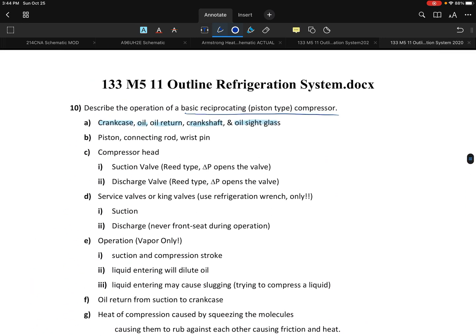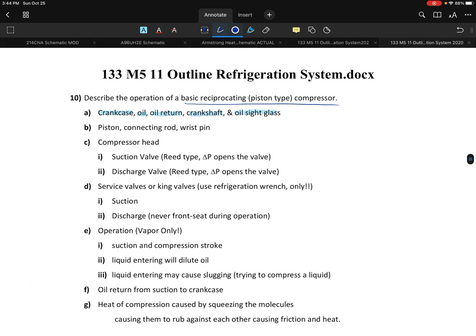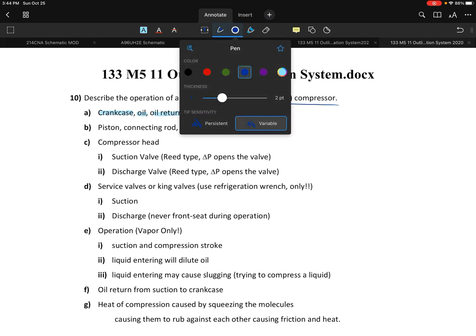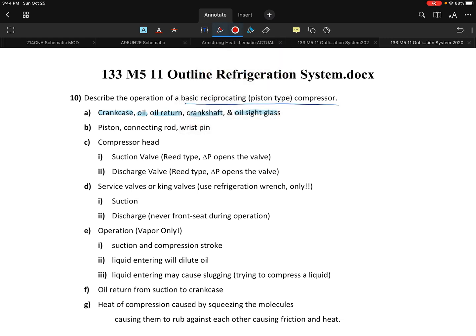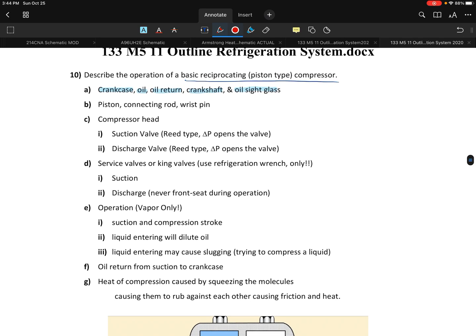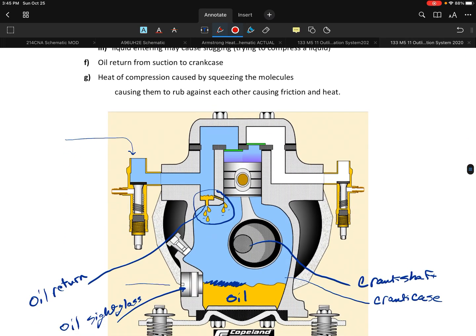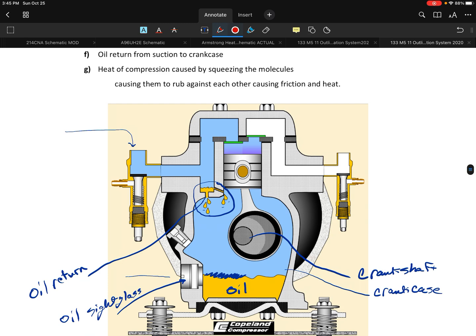Item B from above talks about the piston, the connecting rod, and the wrist pin. Now, the piston. Let's do this here. We'll change to red. In this case, we're going to identify the piston here. That's of course going to be my piston. We're going to have a wrist pin.